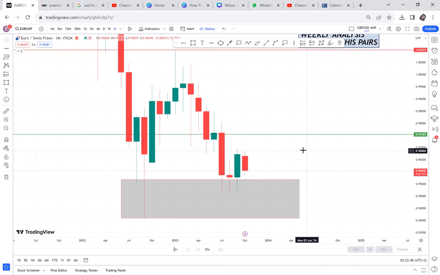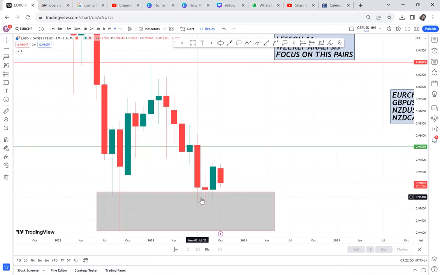So this is one of the pairs. The reason is it's a double bottom, it gave us a bullish engulfing, and this candle is still a morning star, meaning the market will push up. The first week was last week, so we're in the second week. We don't know how the second week will run. We don't know if we will continue and push Euro-CHF in the third week.